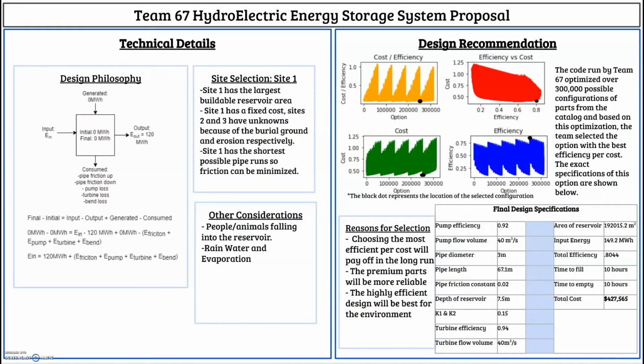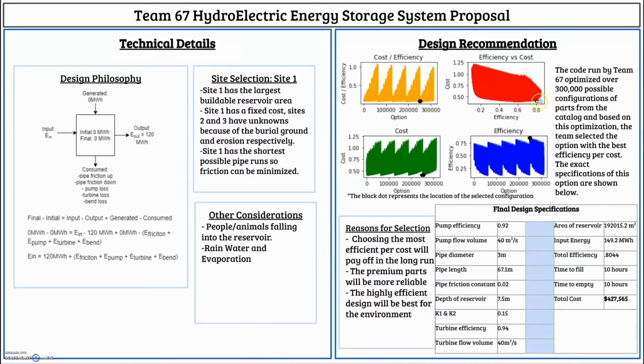For the recommendation of this design, the selection is based on the code created by Team 67 that optimizes 300,000 different configurations of parts from the parts catalog by calculating the efficiency and cost of each option. These top graphs represent the statistics of all the options calculated by the code, and the black dot represents the selected configuration. The team ultimately selected the best option by finding the configuration with the lowest cost per efficiency. We found out what this option was by finding the minimum of this first graph.